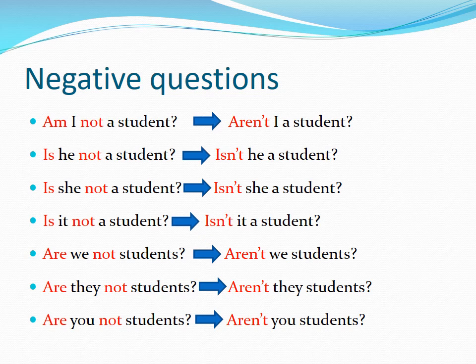Is he not a student? Isn't he a student? Is she not a student? Isn't she a student? Is it not a student? Isn't it a student? Are we not students? Aren't we students? Are they not students? Aren't they students? Are you not students? Aren't you students?